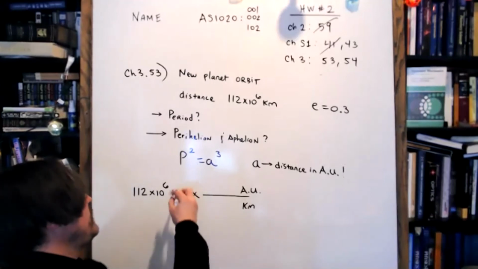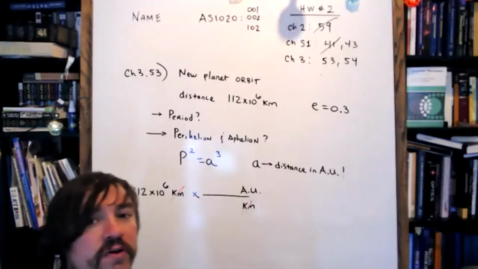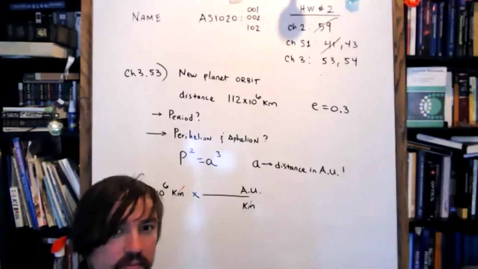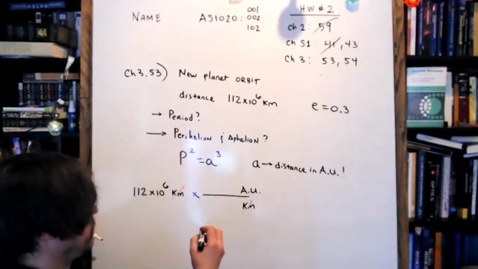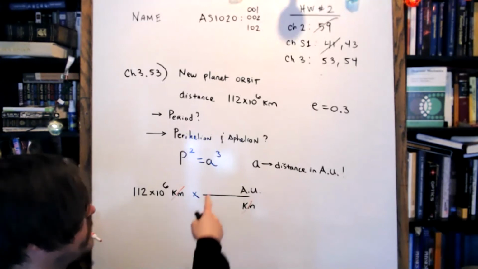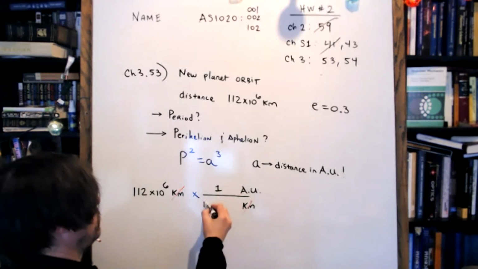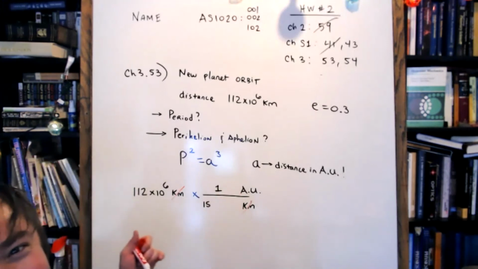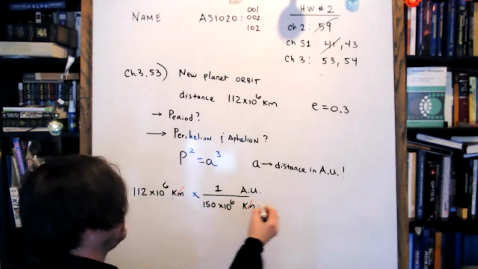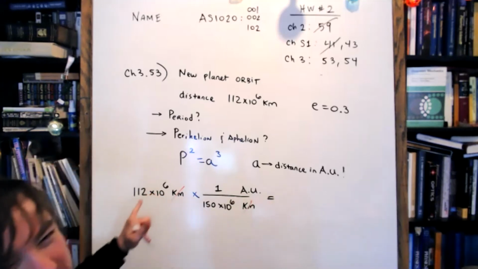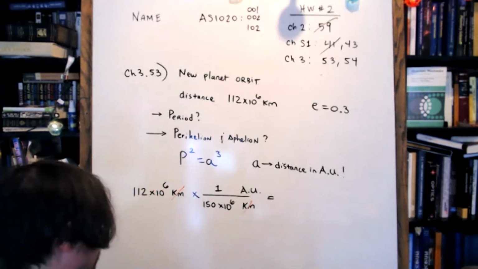The kilometers cancel. Now we have to find the conversion factor, right? Who knows the conversion factor? I think I just found it. Is it 1 AU equals 150 times 10 to the 6th? Good. So which number goes where? So 1 AU goes on the top, then 150 times 10 to the 6th is at the bottom. Good. Okay, guys, so take your calculators, use the EXP key, do 112 EXP6, divide by 150 EXP6.